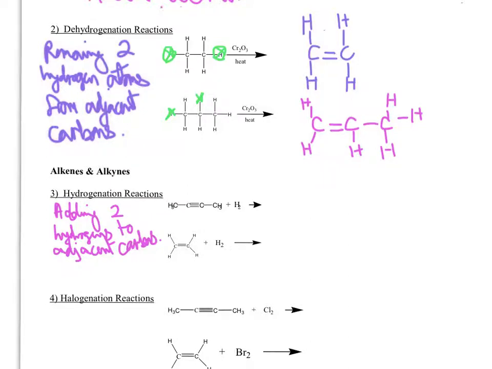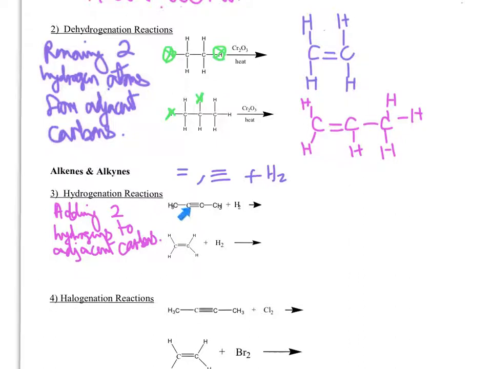Now those 2 adjacent carbons need to have a double bond or a triple bond between them. So let's look at this one here. I have an alkyne, and I'm going to add H2 to it. So when you have an alkene or an alkyne and hydrogen is added to it, that's how I know it's a hydrogenation reaction. So if I see a double bond or a triple bond plus H2, that's how I know that I have a hydrogenation reaction. If I'm adding hydrogen, that's kind of obvious what type it is.